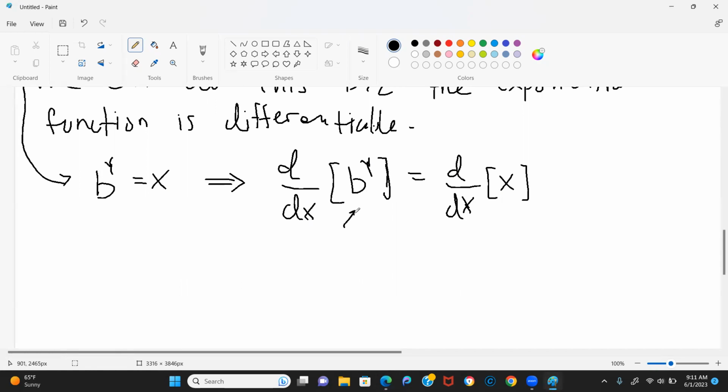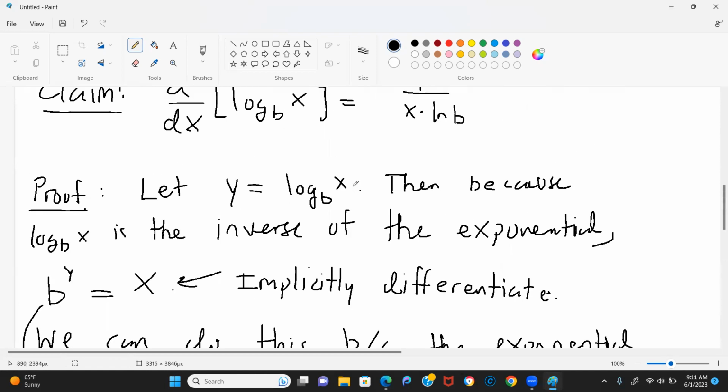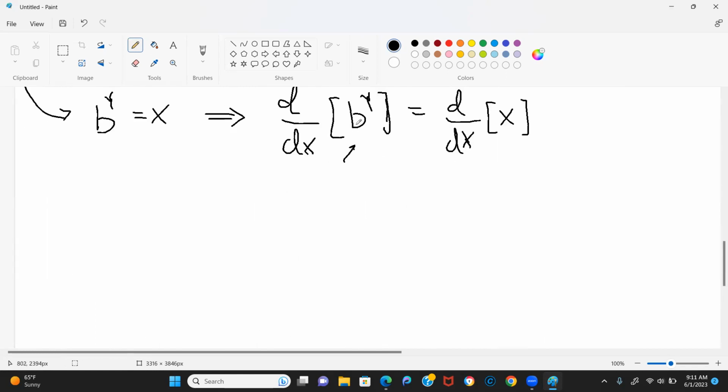Now the left hand side, we have to be a little careful because we have b to the y, and y is actually implicit. It's defined as this. So y is actually a function of x, so it's definitely changing with respect to x. So we need to use the chain rule. We have a composition of two functions, y with the exponential function. If you remember back when we talked about the derivative of the exponential, this derivative right here is going to be equal to b to the y.